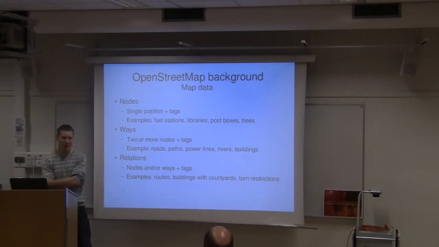some objects are drawn as ways. They are made up of one or two or many nodes, and you add some tags to it. For example, roads, paths, power lines, rivers, buildings. You can also distinguish whether the way is closed or not, where it ends where it begins. That's the case for buildings and lakes, etc.